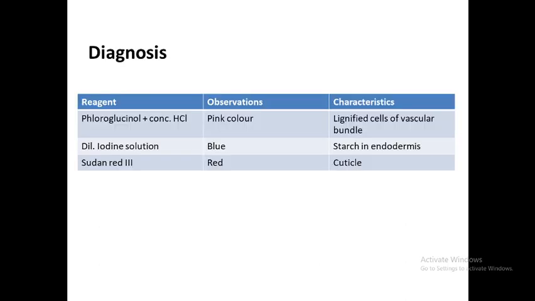See the diagnostic test: in presence of phloroglucinol and concentrated HCl, the lignified cells of vascular bundle show the pink color. In presence of dilute iodine solution, the starch in endodermis shows the blue color, and in presence of Sudan red, the cuticle shows the red color. These are important diagnostic tests.